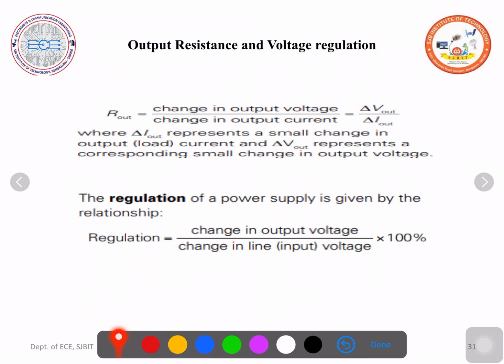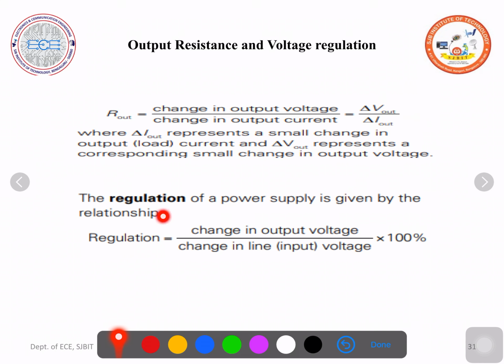Then the output resistance, once again Ohm's law: output resistance can be defined as the ratio of change in the output voltage to the change in the output current, delta V out by delta I out. Here delta I out represents a small change in the output current, and delta V out represents the corresponding small change in voltage due to the change in the current.